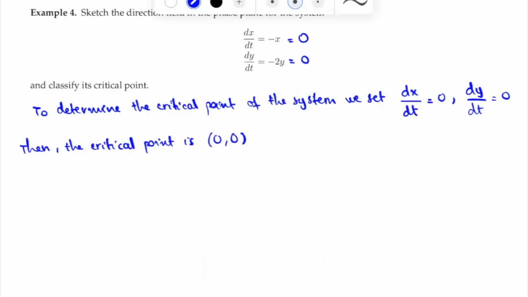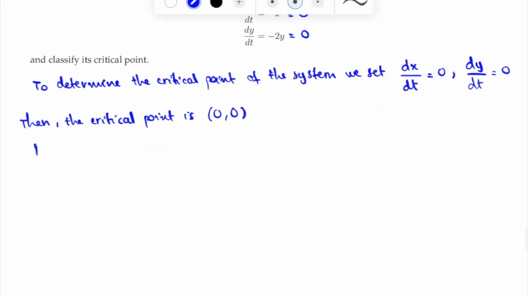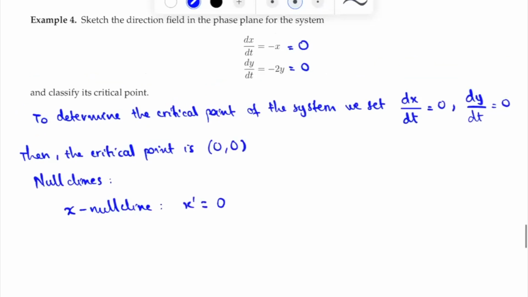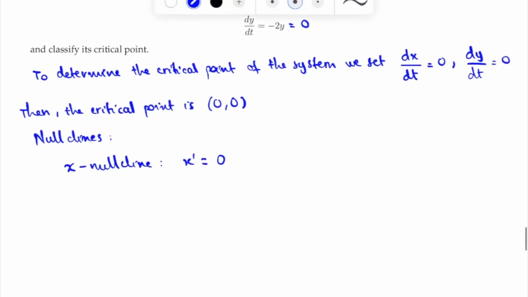So the next thing that you need to determine is something called nullclines. This nullcline is very similar to the asymptotes that you learned in calculus. For us, there are two nullclines, the x nullcline and the y nullcline. So for the x nullcline, this is where x prime equals 0. So you set this equal to 0, right? You see that negative x equals 0, or x is equal to 0. When x is equal to 0, that is the y-axis, the entire y-axis.